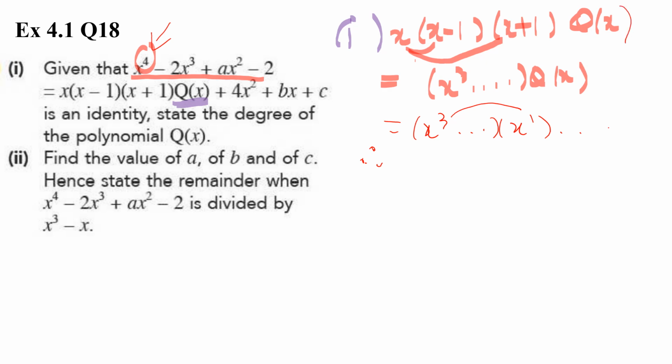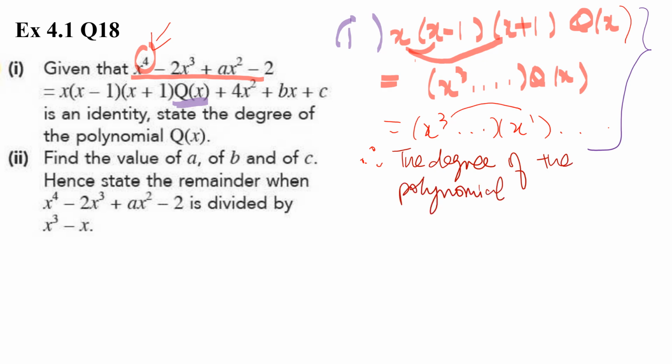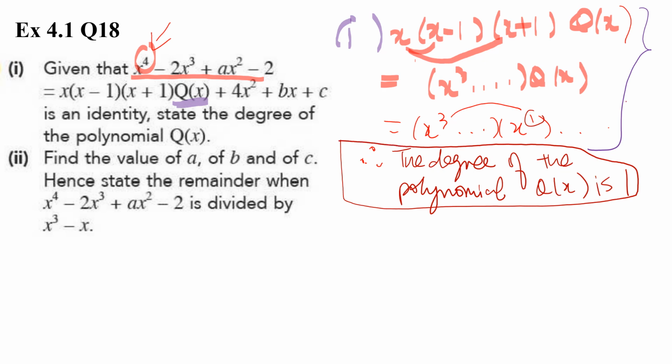So once you understand what is going on, you don't need to write all this down. This is just the explanation. You just state, meaning you just write down: therefore, the degree of the polynomial q of x is 1. Because this is 1. So this will be your answer. And all these are my explanation to you.